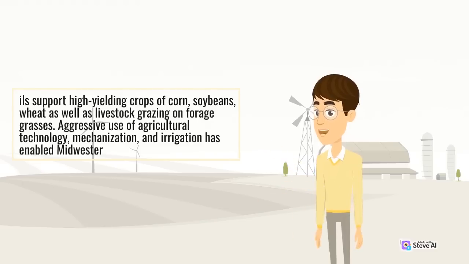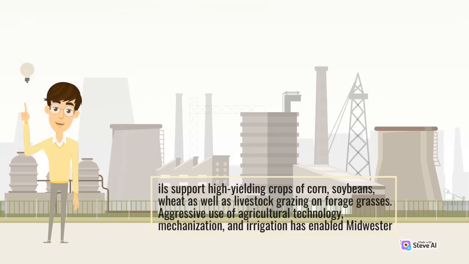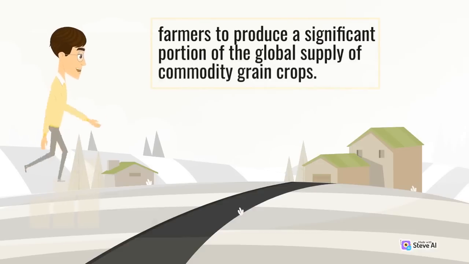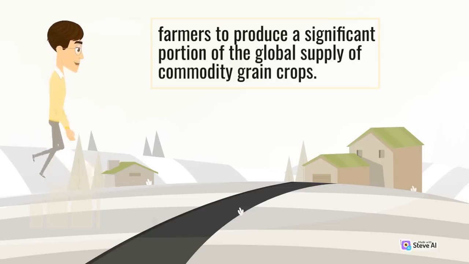Aggressive use of agricultural technology, mechanization, and irrigation has enabled Midwestern farmers to produce a significant portion of the global supply of commodity grain crops.